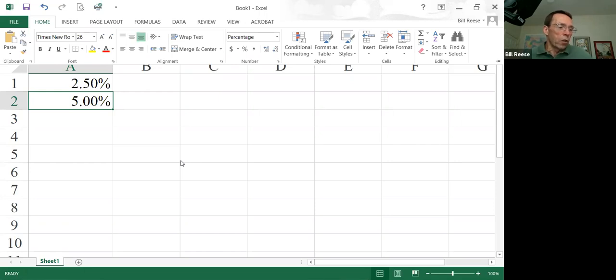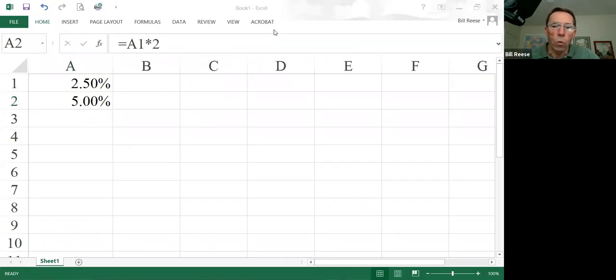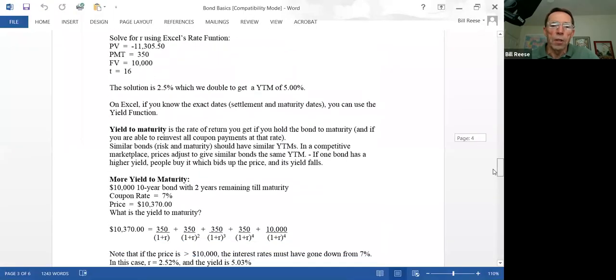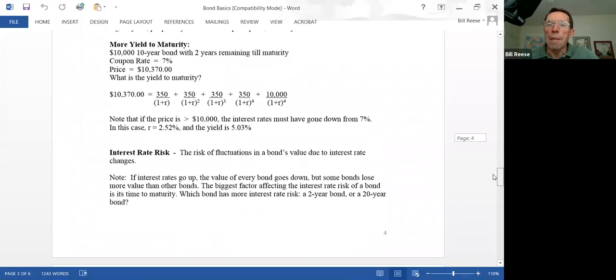Let's do one more example with this, with yield to maturity. And I'll refer back over to your class notes here on this one. And here it is. And we're going to see this particular example. It's the same bond, but now there are only 2 years left until maturity. And the price of the bond today is $10,370.